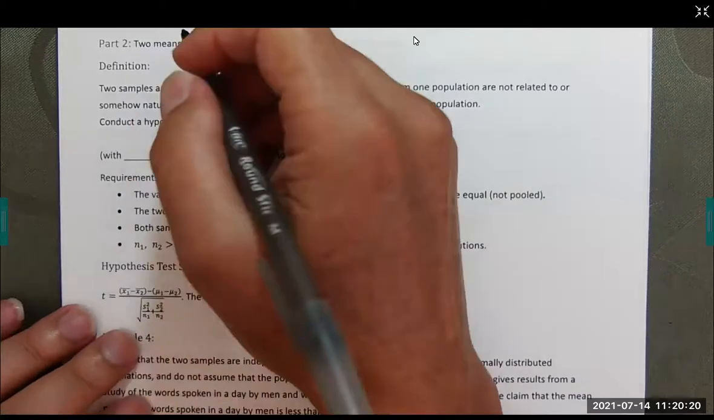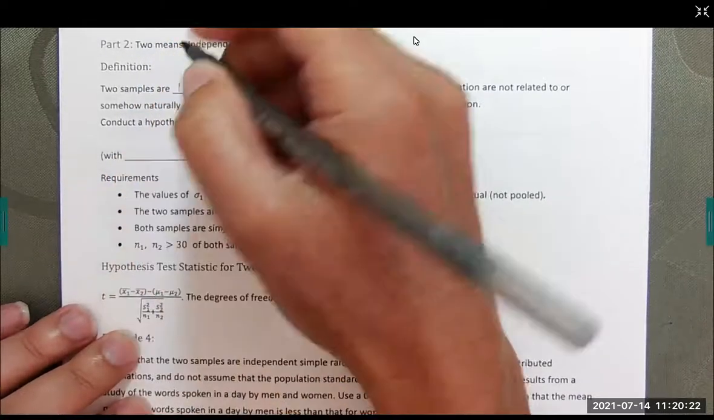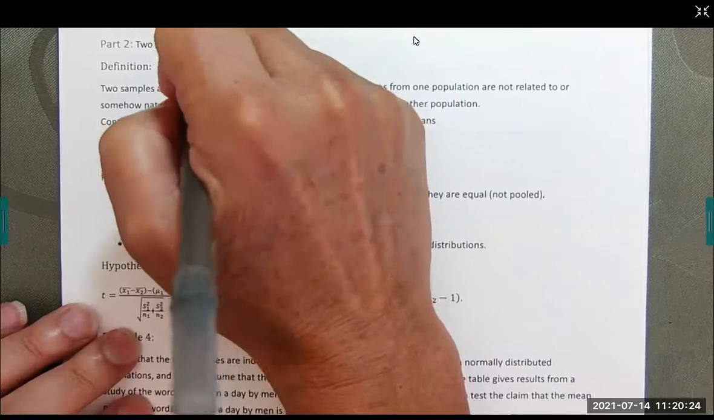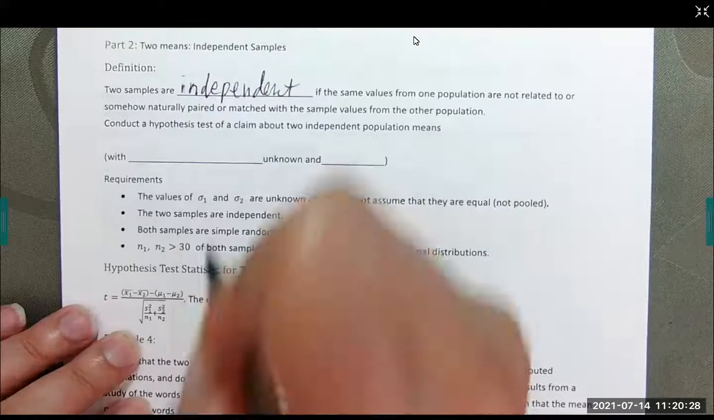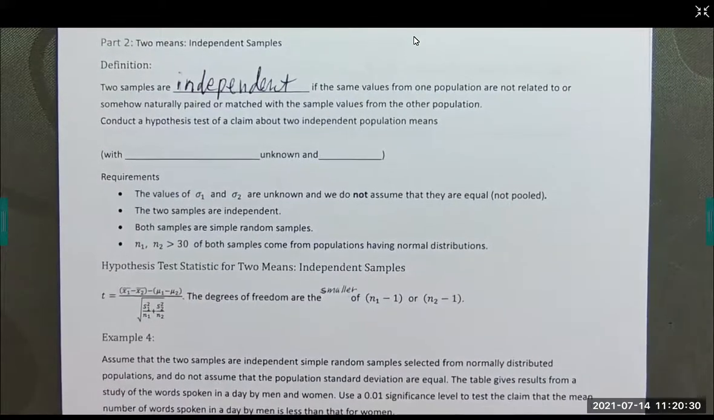So two samples are independent if the sample values from one population are not related to or somehow naturally paired or matched with the sample values from the other population. Construct a hypothesis test of a claim about two independent population means.